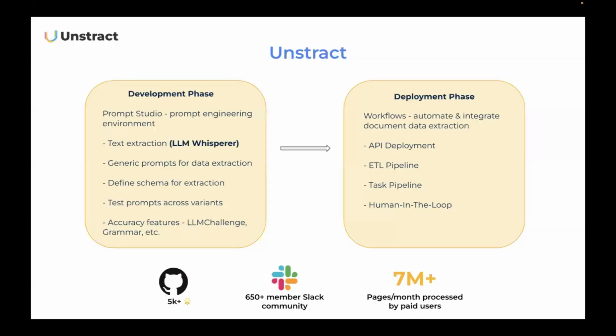So Unstract inherently supports deployment as an ETL pipeline, an API, a task pipeline, and also as a human-in-the-loop deployment. In this session, however, we'll only focus on the human-in-the-loop feature, as this helps validate extraction outcomes and also preserve the accuracy of your output.